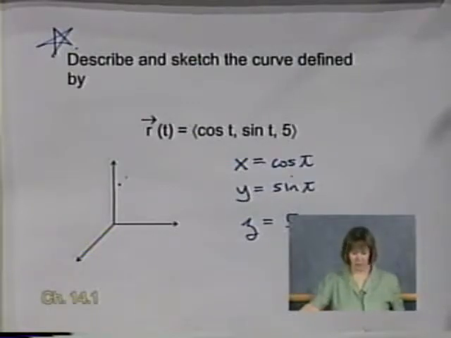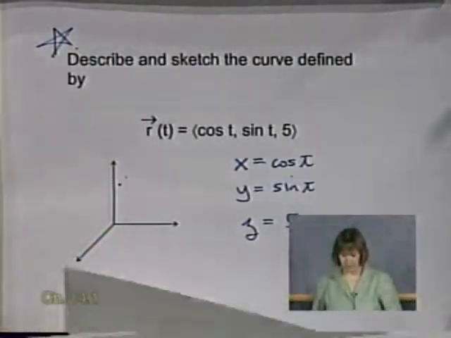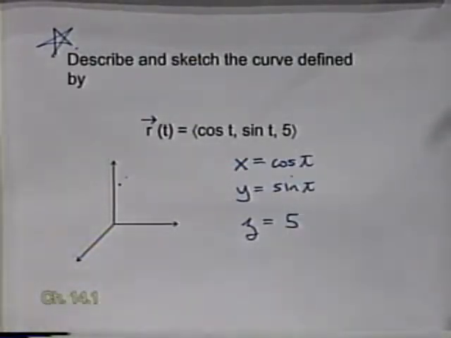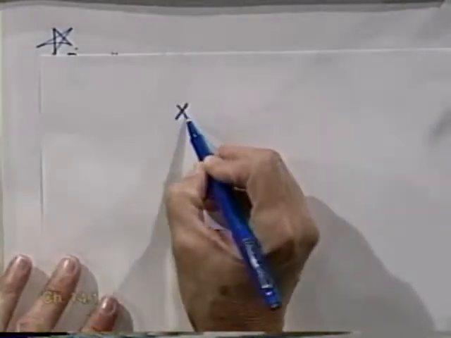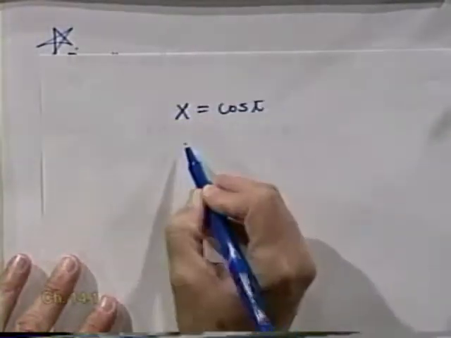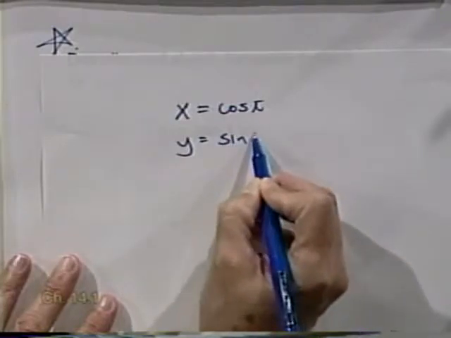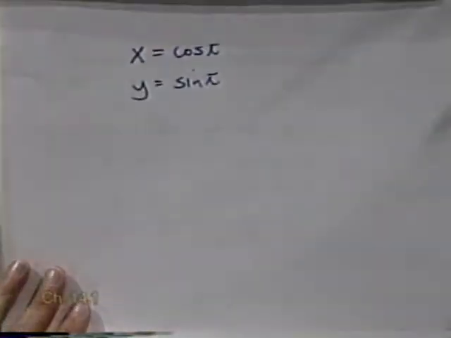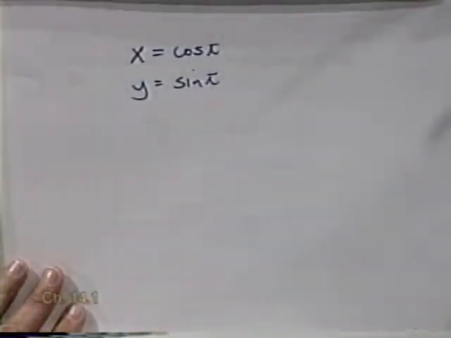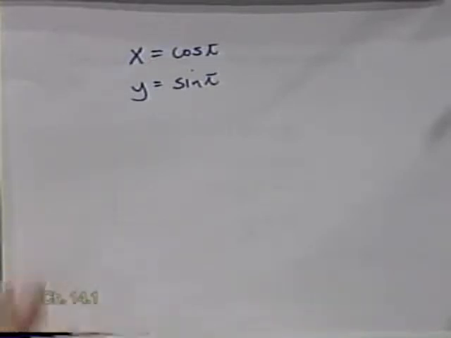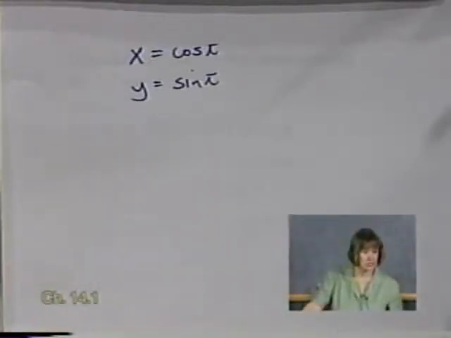All right, now let's go back to Calc 1. If you had a set of parametric equations, and they were in the form of x equals cosine t, y equals sine t, does anybody remember in parametric equations what that graph looked like? What did that graph look like? It looks like a circle. It's a circle.